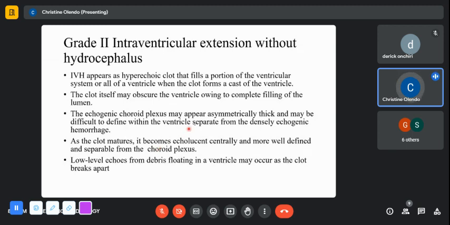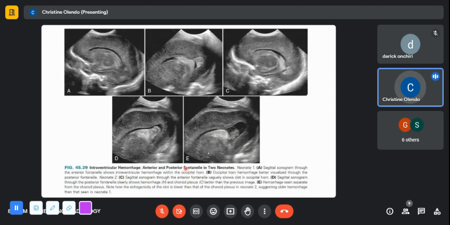So the clot may obscure the ventricle owing to complete filling of the lumen. The echogenic choroid plexus may appear asymmetrically thick and may be difficult to define within the ventricle. But as the clot matures, the center will become echolucent, so you will be able to differentiate it better from the choroid plexus. You might also have low level echoes from debris floating within the ventricle as the clot breaks apart.